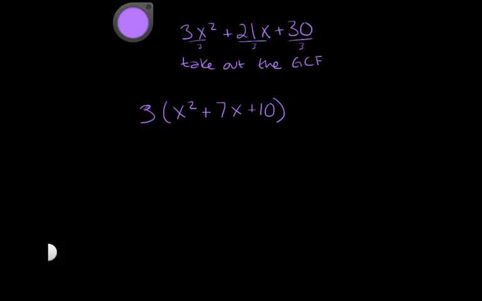I've taken a 3 out, but now I can do what we just did with terms where the first coefficient is 1, right? I have the x squared now because I've taken this 3 out. So I'm going to keep the 3, but I'm going to factor what is left in the bracket.